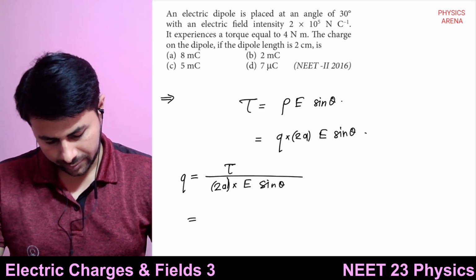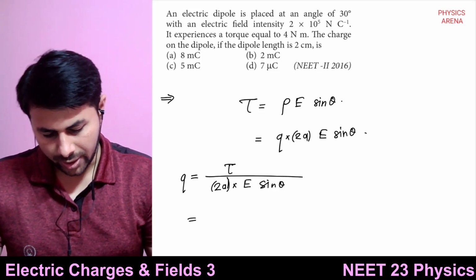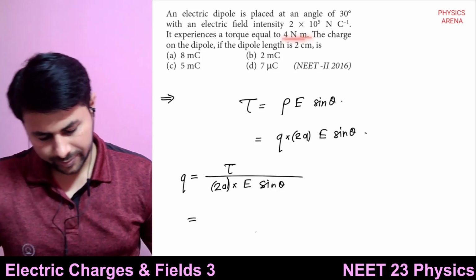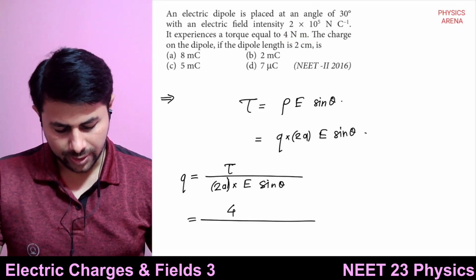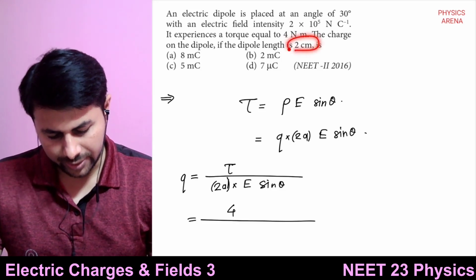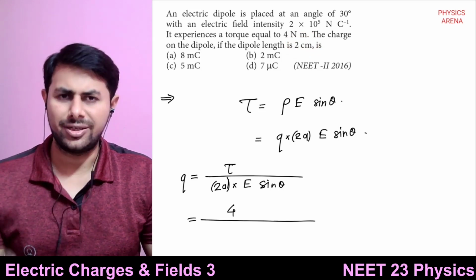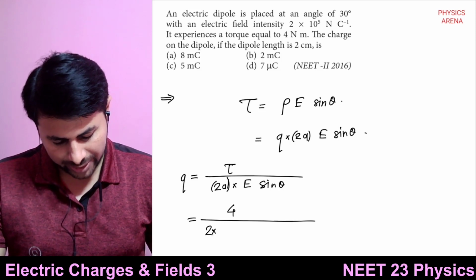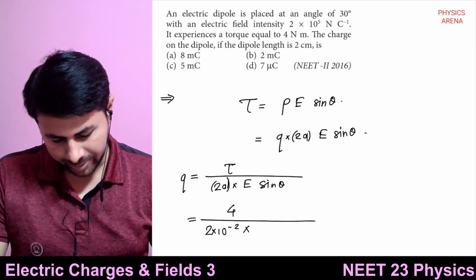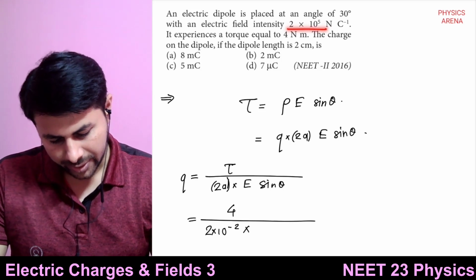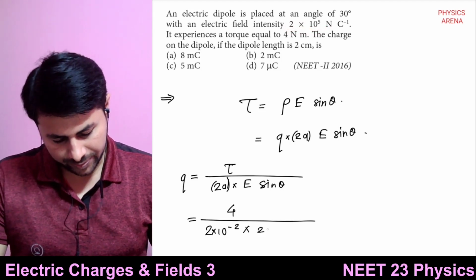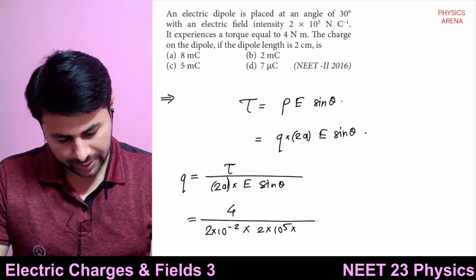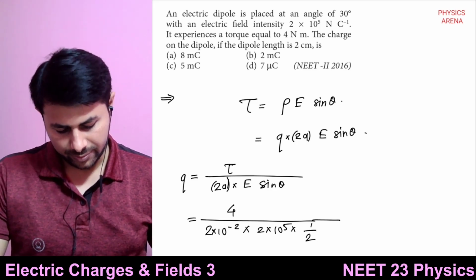Right? So torque is given. Torque is 4 Newton meters. So 4 divided by length, which is given. It's 2 centimeters. Okay, it's not A, it is 2A. So 2 multiplied by 10 raised to minus 2, multiplied by electric field, which is 2 into 10 raised to 5, and sine 30 is half.